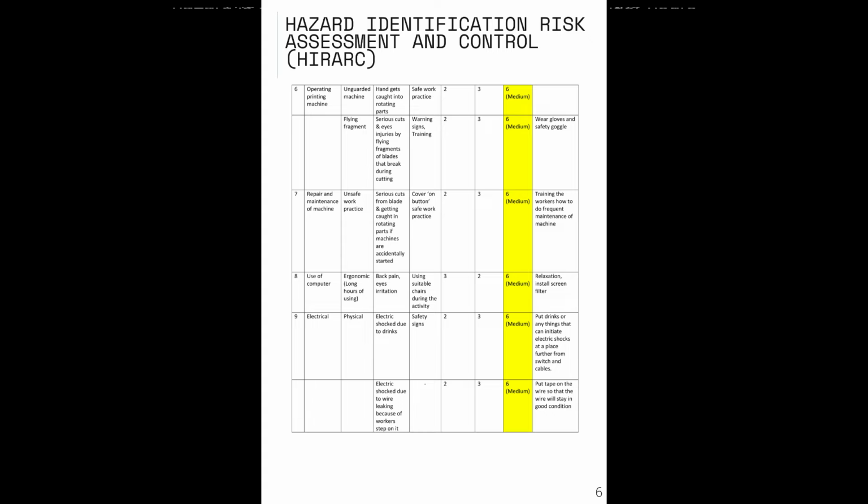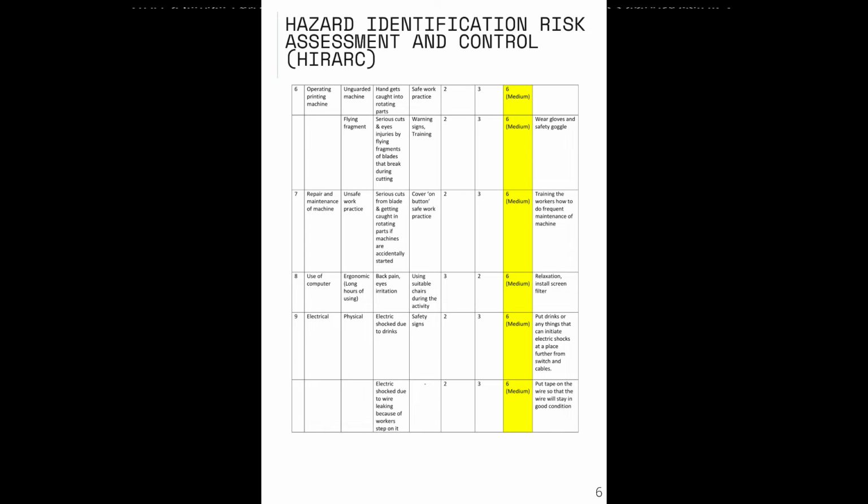The next activity is using a computer, where the hazard is ergonomic, which means working for longer hours, and the effect can be back pain, eye irritation. The existing risk control is using suitable chairs during the activity. The risk has been concluded as 6, which is medium. And the risk control is relaxation or installing a screen filter. And for the last activity, electrical, where the hazard is physical.